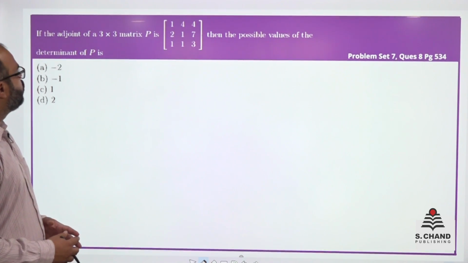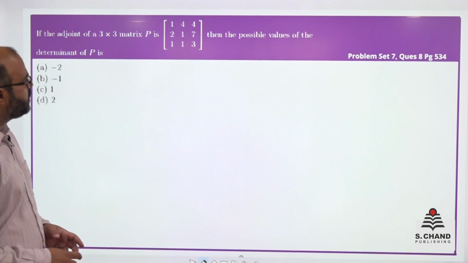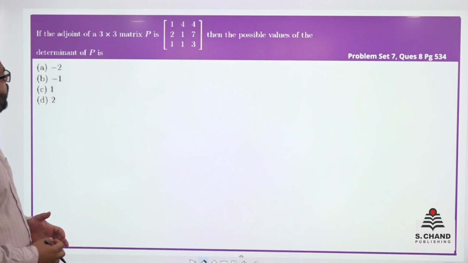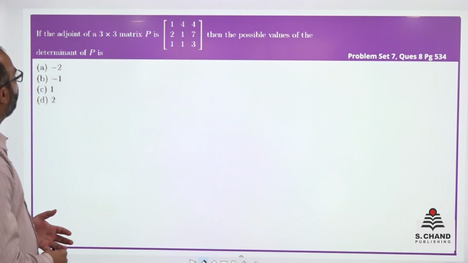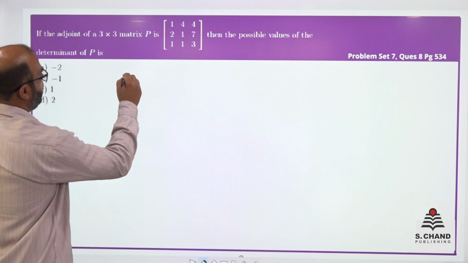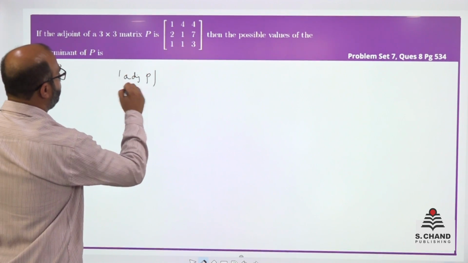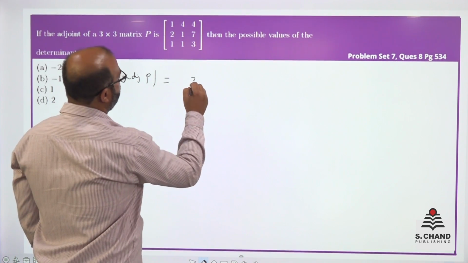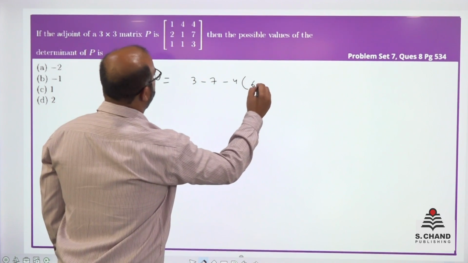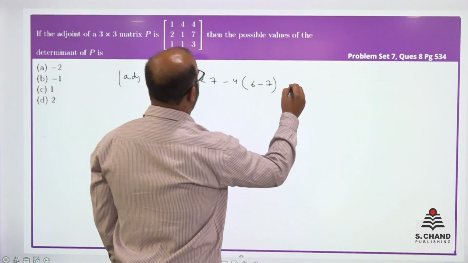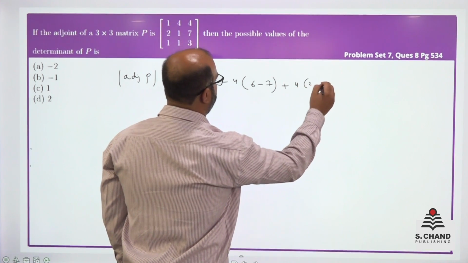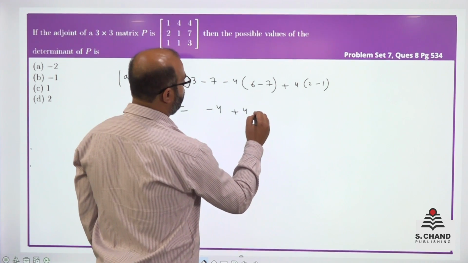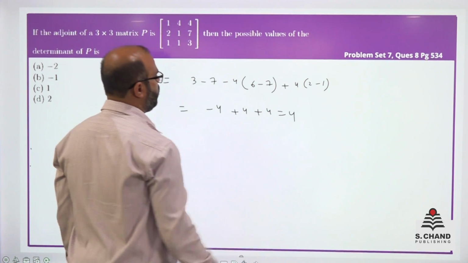Next question. If the adjoint of a 3 cross 3 matrix P is this 1, 4, 4, 2, 1, 7, 1, 1, 3, then the possible values of the determinant of P is. So let us find the determinant of the adjoint of P. So its determinant will be 3 minus 7 minus 4, 6 minus 7 plus 4, 2 minus 1.